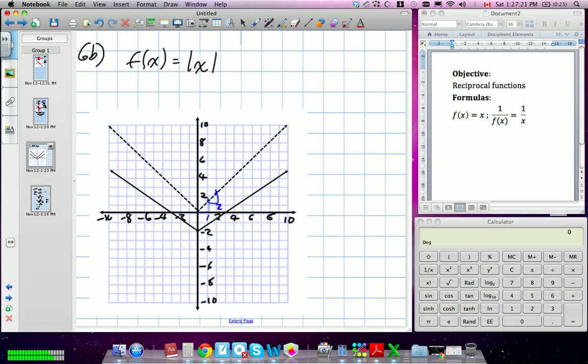It's related to our parent function, f of x equals a times the absolute value of k(x - t) plus c. Now we knew c moved us up and down.